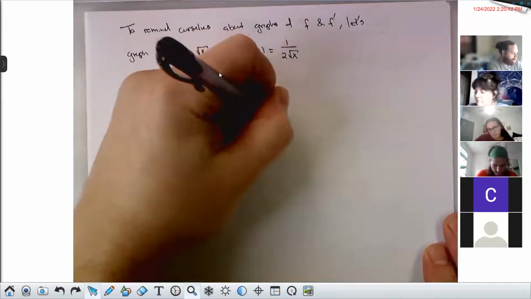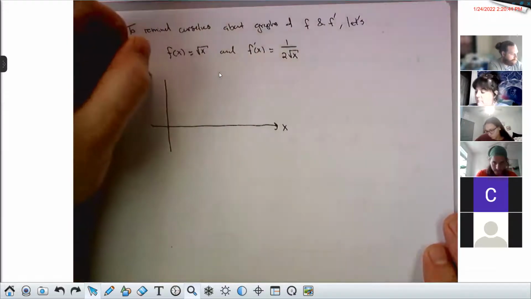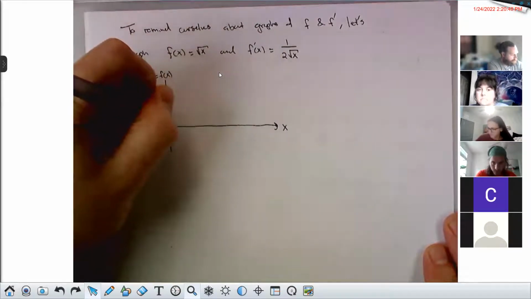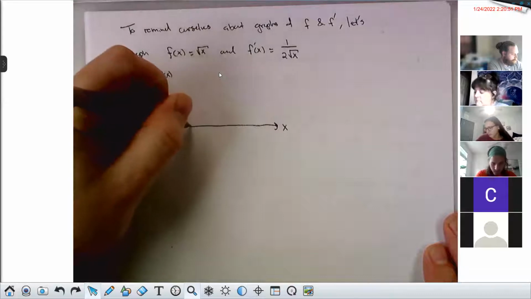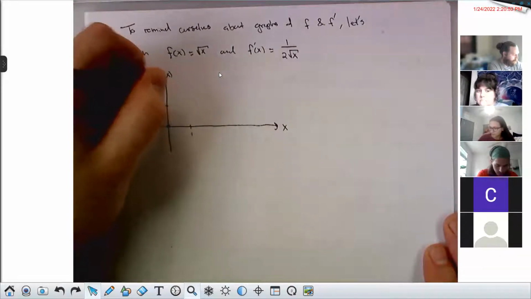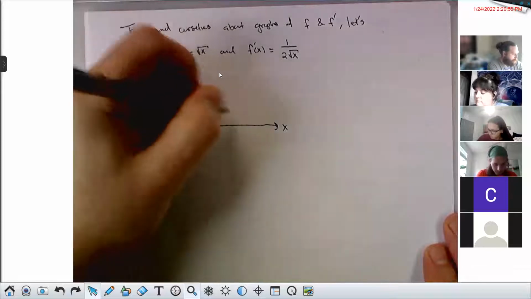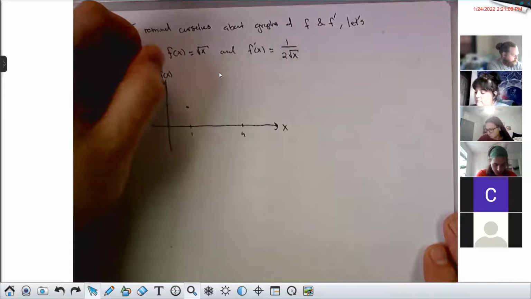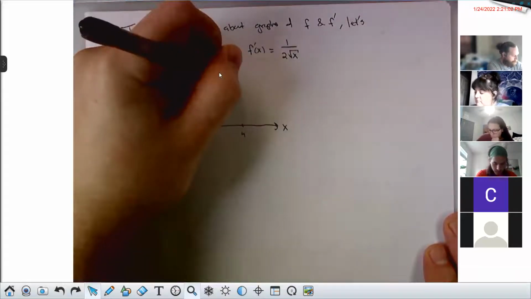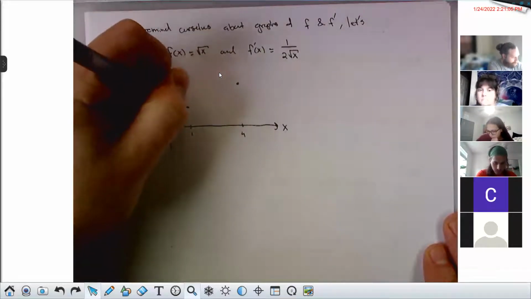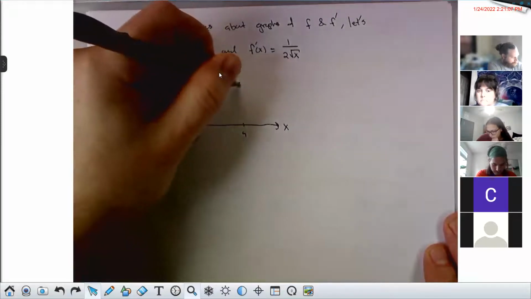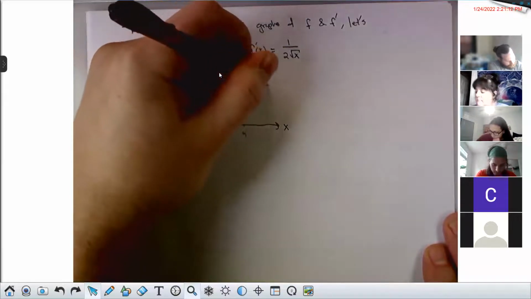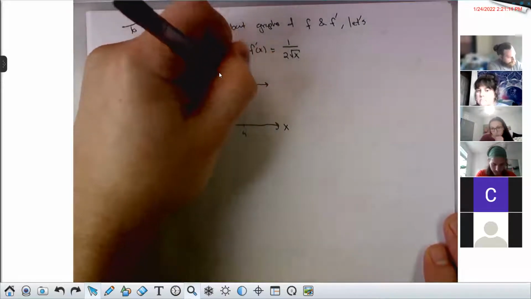So the graph of the square root function: the square root of 0 is 0. The square root of 1 is 1. The square root of 2 is not nice. The square root of 4 is 2. So, you know, big fat points, something like this, right? Big old fat points.